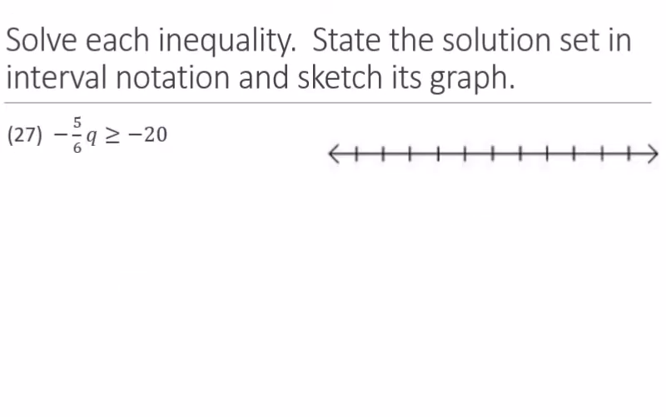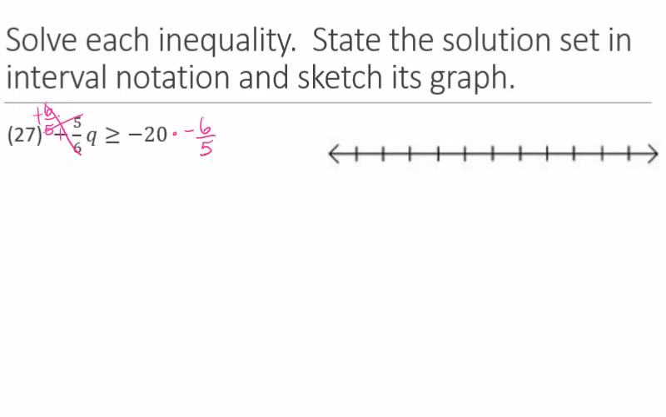And another one, so this time negative 5/6 q is greater than or equal to negative 20. So I want to get rid of that negative 5/6, so I'm going to multiply by the reciprocal, negative 6/5. The negative turns to positive. Then we got to do the same thing to this side, right? Multiply by negative 6/5.